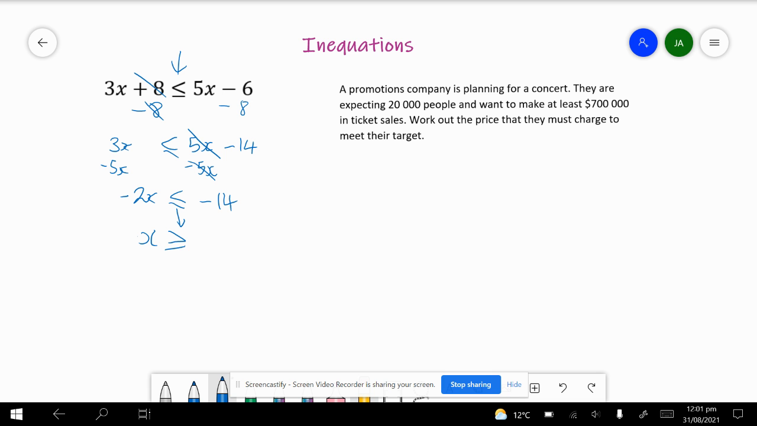And negative 14 divided by negative 2 is 7. So x is now greater than or equal to 7. That's the only difference with solving an equation.